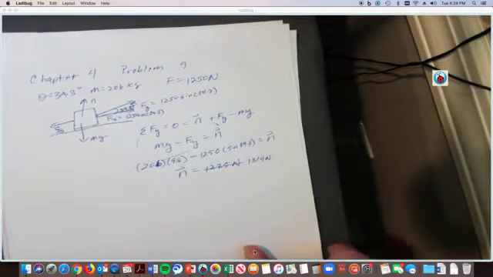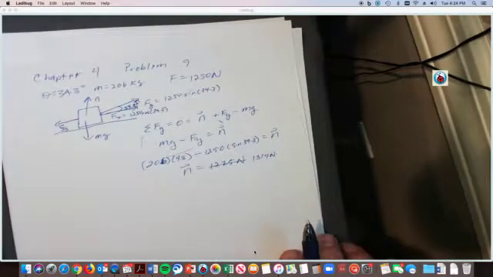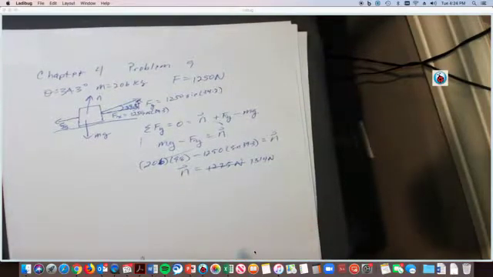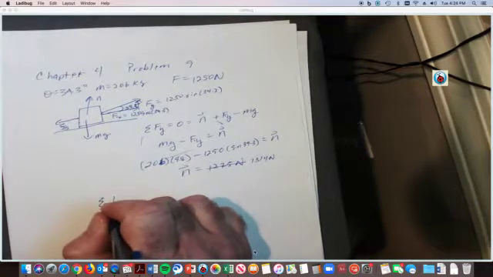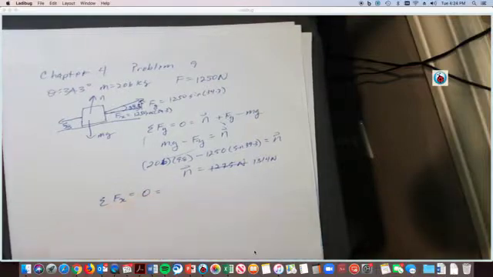Where's the static frictional force? It's over here. It's in the x direction. Is this thing, with static frictional force, accelerating or being pulled? No, it is not. So let's go ahead and take the sum of the forces in the x direction, which are equal to 0 because it's not accelerating.